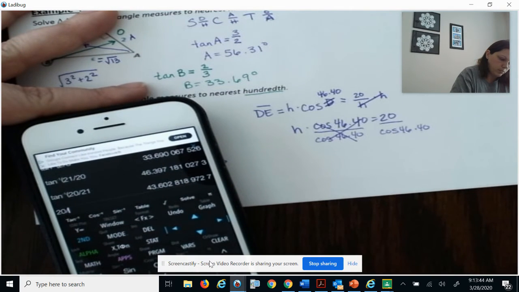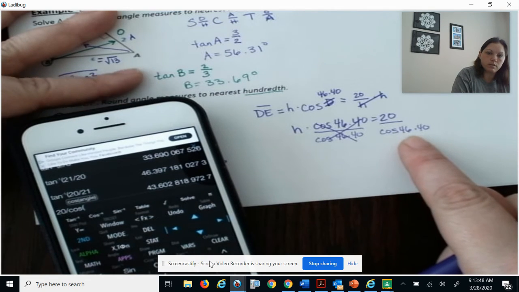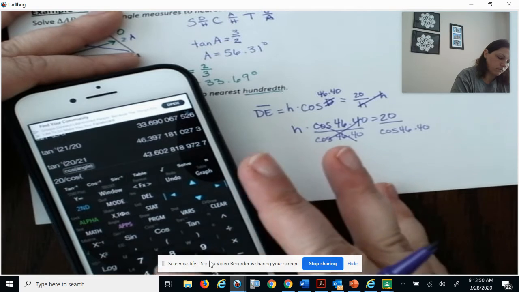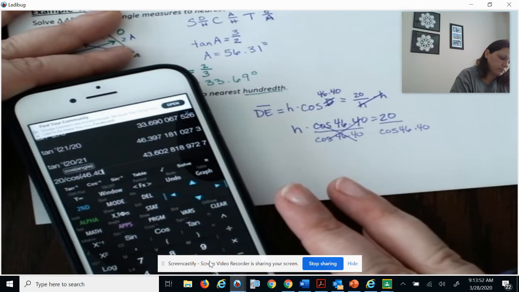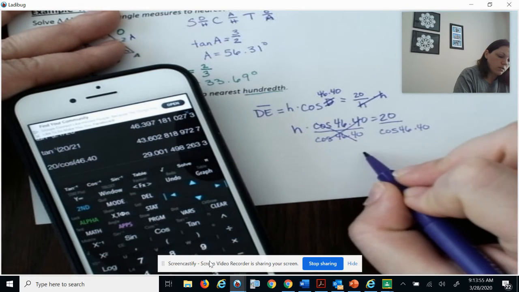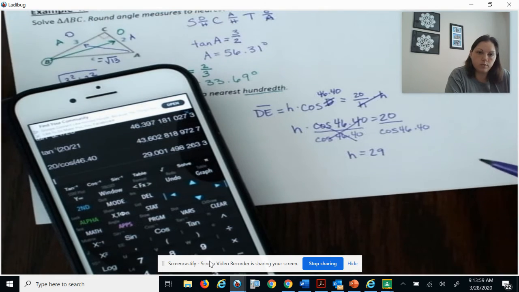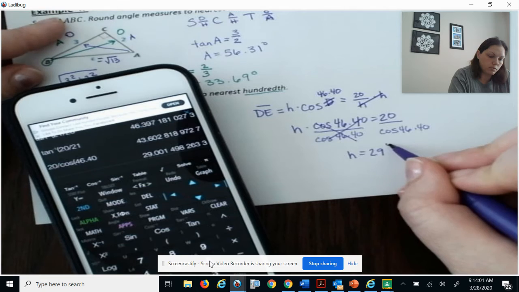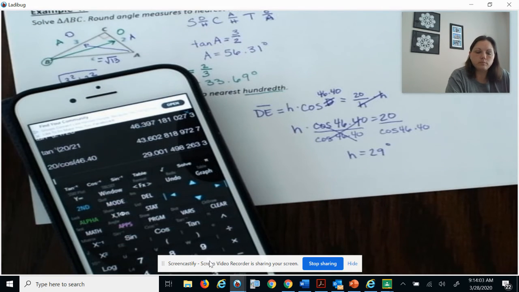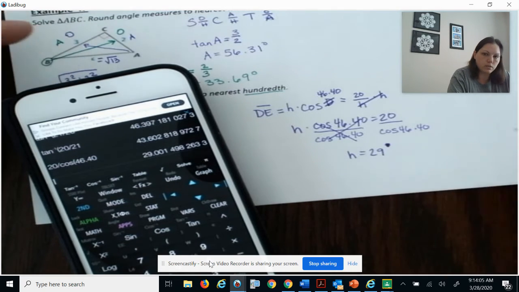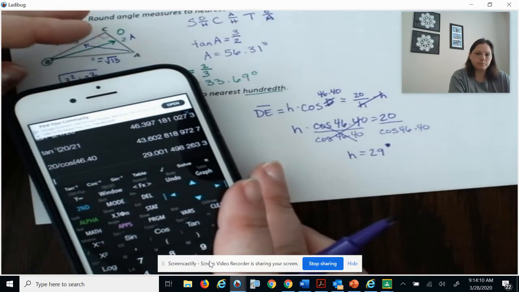So I need to put it in my calculator. 20 divided by cosine. Now we know the angle measure, so we're not using the inverse, we're just using cosine, 46.40. So H equals 29.00, that's just 29. Not degrees, because this is a side length, just 29. Gotta be careful on what we're measuring, right?